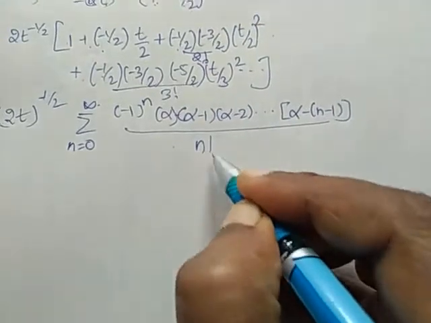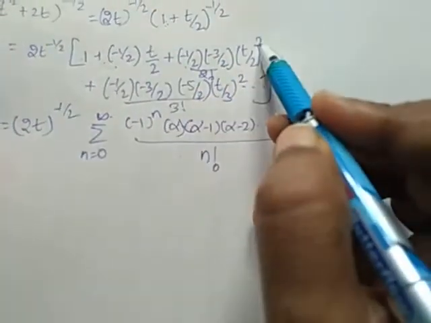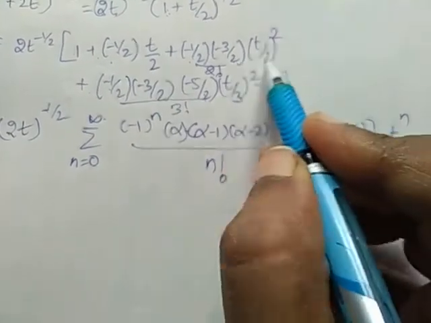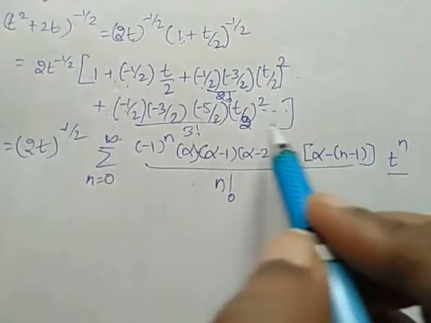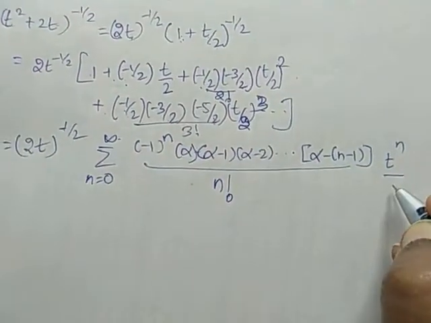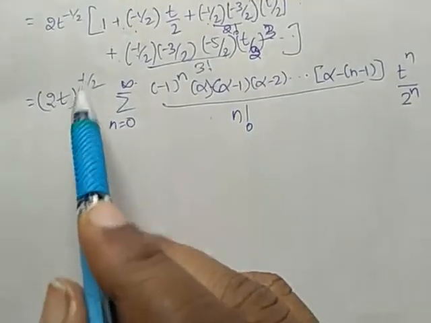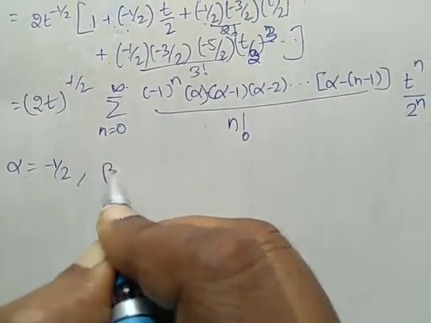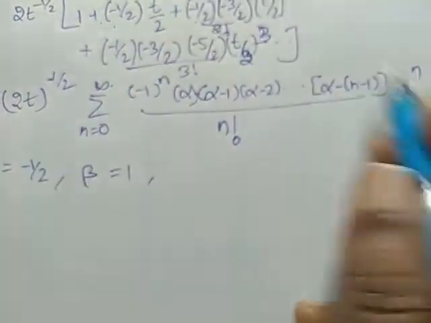So here we are having n factorial also, with t power 1, 2, 3, etc. So t power n by 2 power 1, 2 square, 2 cube, etc. So 2 power n. Now t power minus half is there, therefore alpha is equal to minus 1 by 2. t power n is there, so beta is 1, and an is the whole term.